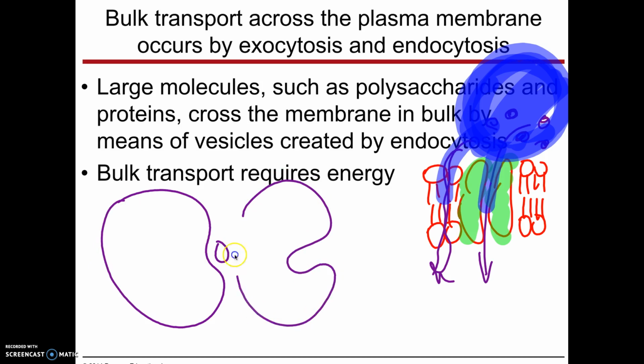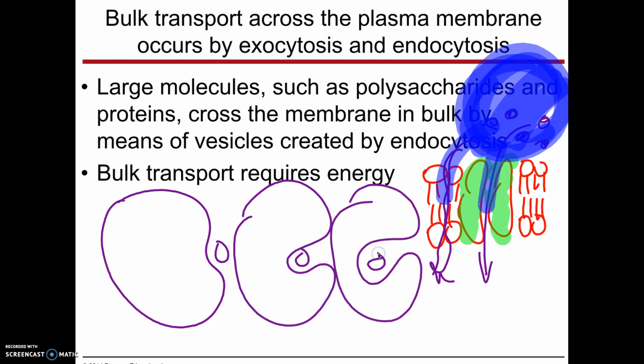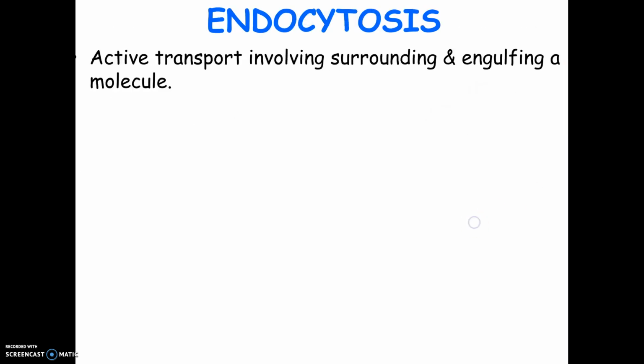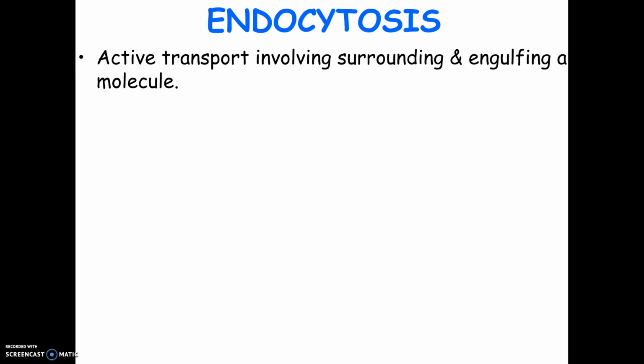Like this, where a cell literally folds in, it surrounds and engulfs a particle, and then the particle ends up in a vesicle inside the cell. And exocytosis is the opposite of this, where the cell spits out a particle. So in essence, that's what bulk transport is. It's where a cell literally has to surround and eat something large. All right. So endocytosis is a type of active transport where a cell surrounds and engulfs a molecule.